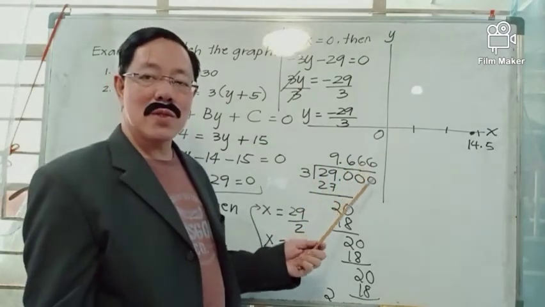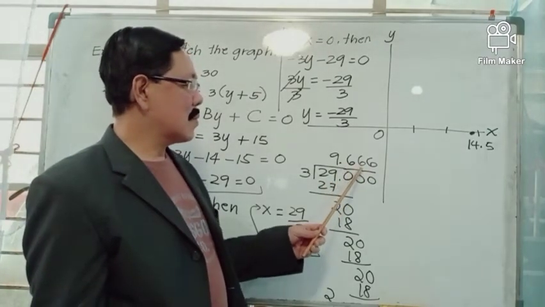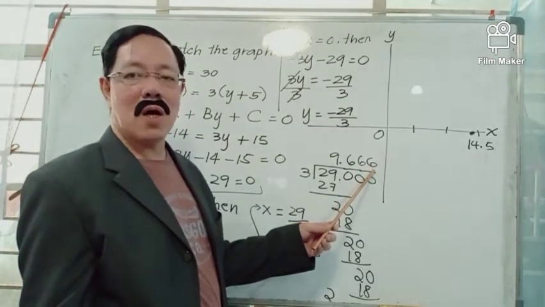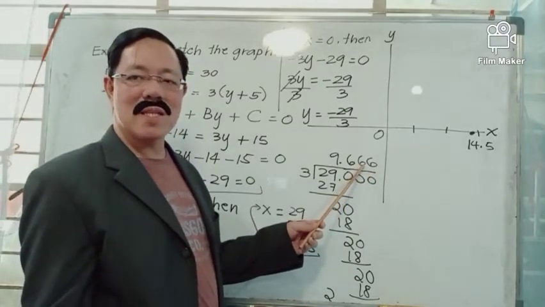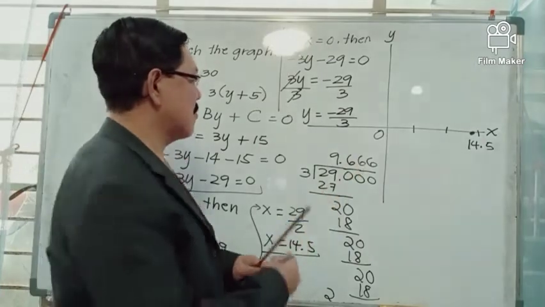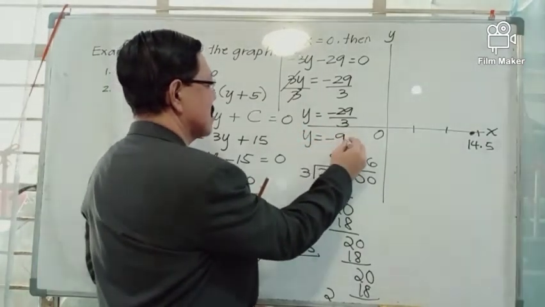Because we want the answer to 2 decimal places, after the decimal point we count 2 decimal numbers, and the third decimal number we round it off. Since 6 is more than 5, we add 1 to the preceding digit 6 and we get 9.67. y is negative 9.67.